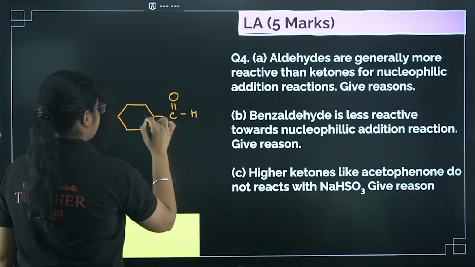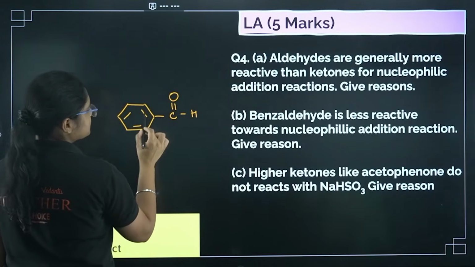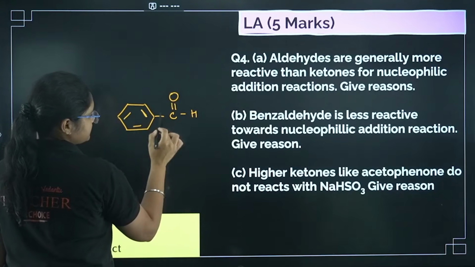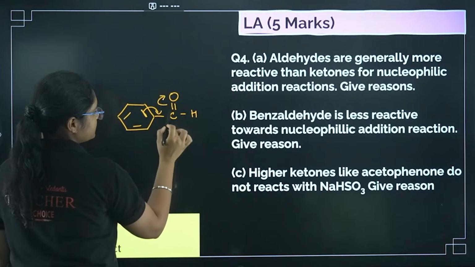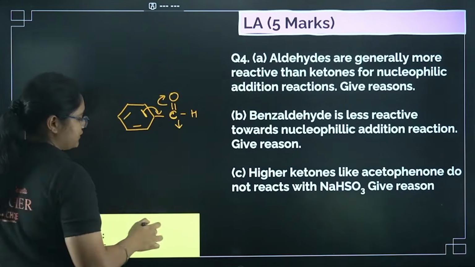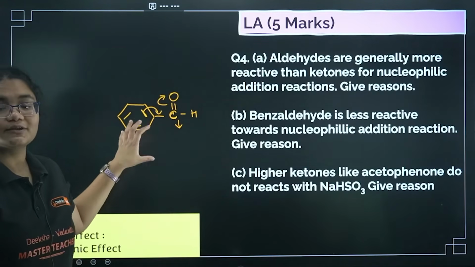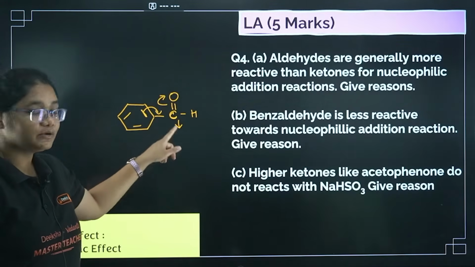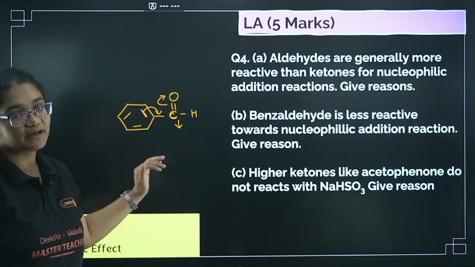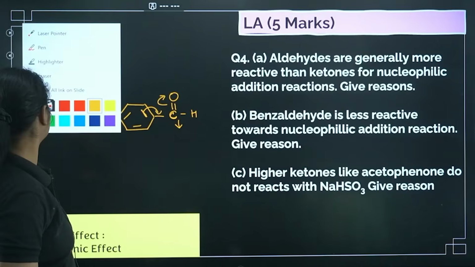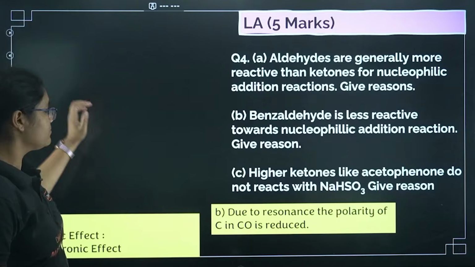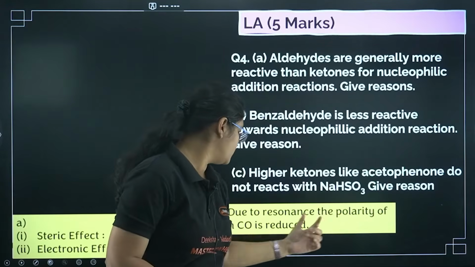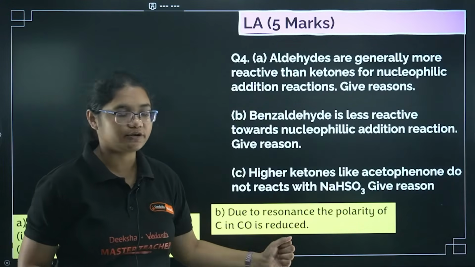So if you see why benzaldehyde is less reactive, this ring is in resonance with this group, so this one reduces the electrophilicity of the carbon. Okay, this reduces the electrophilicity of the carbon through resonance, because of which nucleophilic addition is again decreased here. So how can we write it? Due to the resonance, the polarity of the C in C=O is reduced.